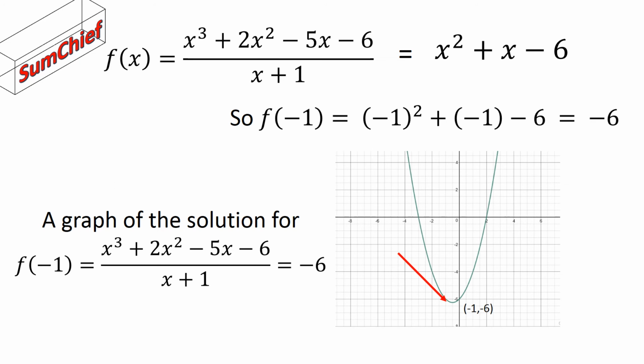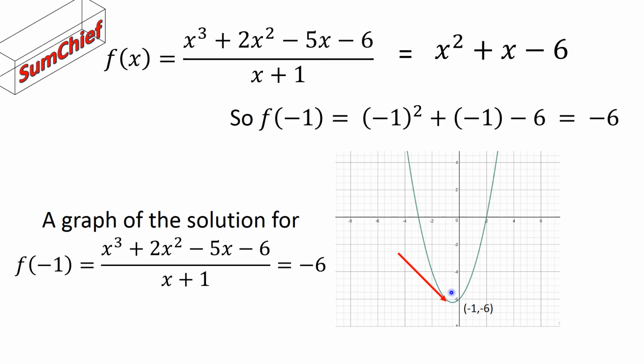So now what we've got to do is just plug in x equals -1 into our function x squared plus x minus 6. So what we get is f of -1 equals (-1) squared plus -1 minus 6, which gives us -6, and that's the solution to our question. So when x equals -1, the answer is -6. So I'll write it here: f of -1 of our function equals -6.